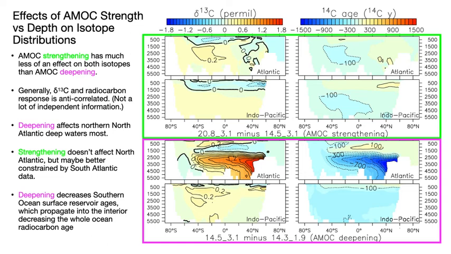But again, this is a very small change, particularly compared with the lower graphs here, which show the effect of an AMOC deepening. Here you can see in the deep North Atlantic, the AMOC deepening leads to a C13 increase of more than 1.2 per mil, and a radiocarbon age decrease of more than 700 C14 years. So much larger effects of AMOC deepening compared to AMOC strengthening, and this is really what explains why the model data misfits are much less sensitive to AMOC strength compared to AMOC depth.